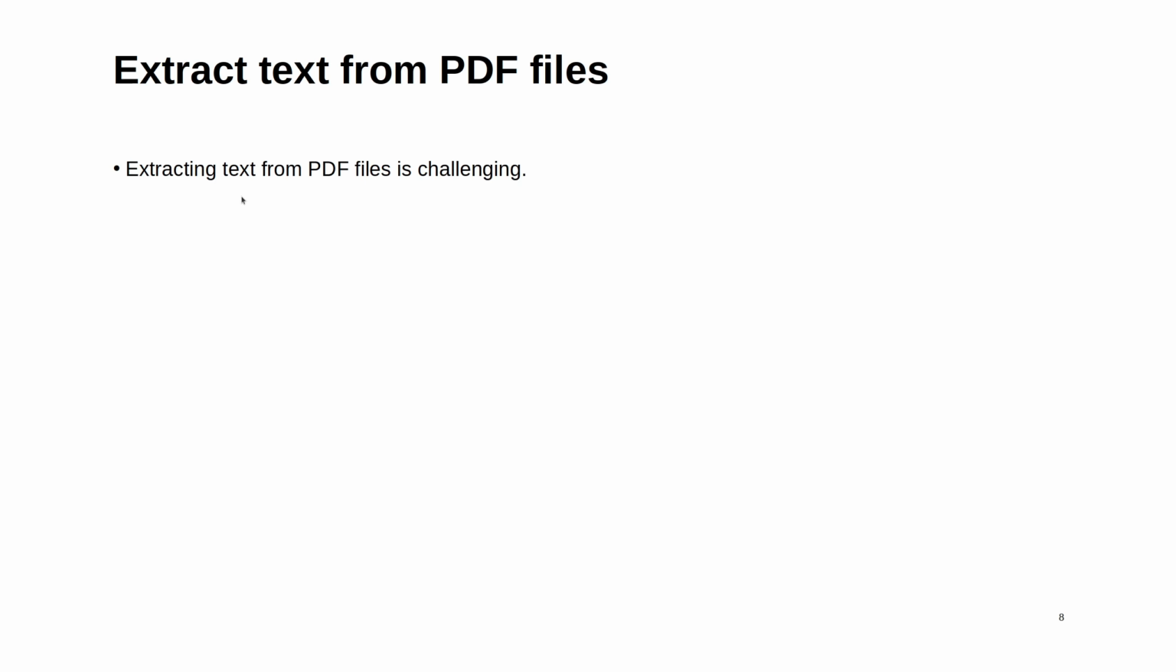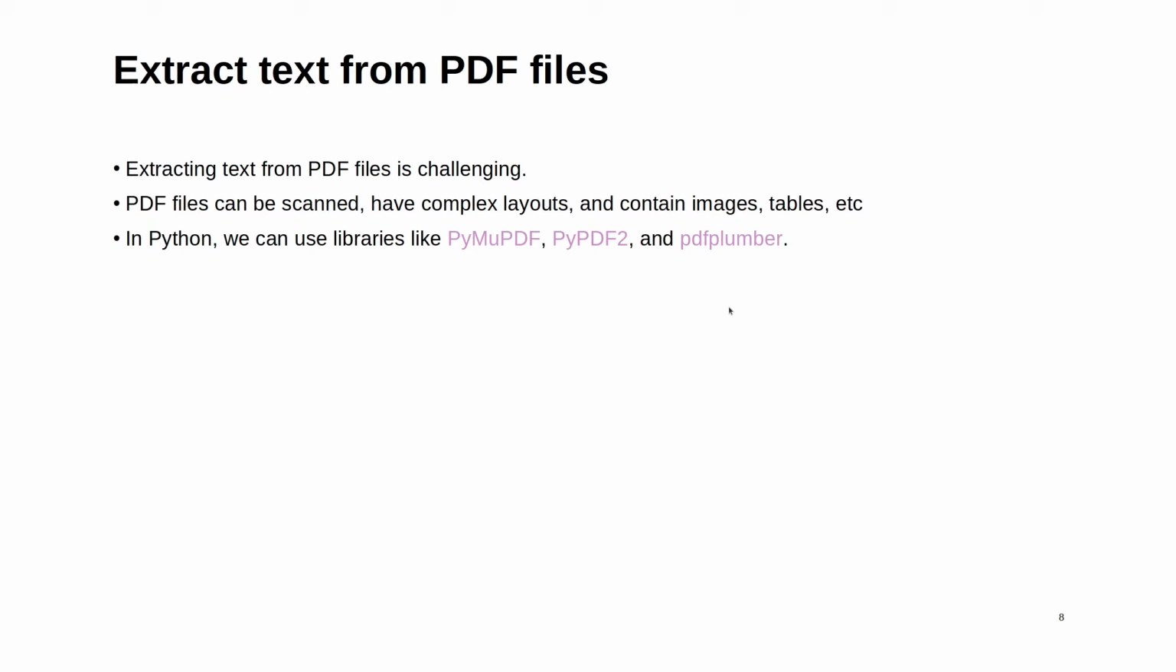Extracting text from PDFs can be challenging because they might be scanned, have complex layouts, or contain text in different orientations. We also need to deal with images, tables, and other elements that can be present in these types of documents. In Python, there are many libraries that can extract text from PDFs, such as PyMuPDF, PyPDF, and PDF Plumber.